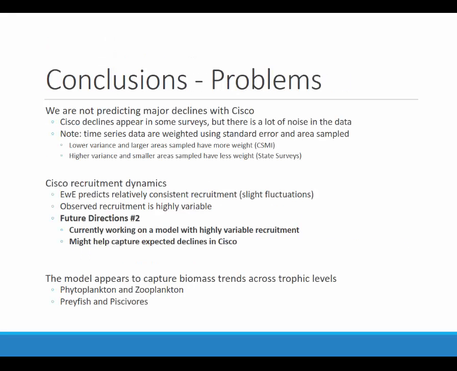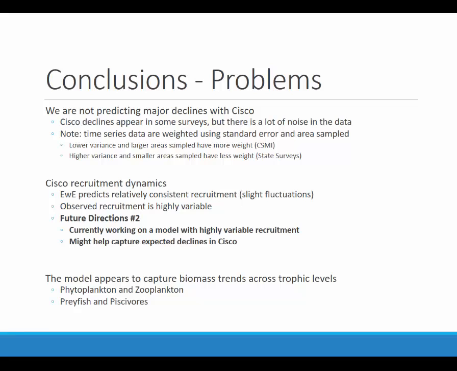Just briefly, one of the main problems that I see with this model is that we're not seeing these declines in Cisco. These Cisco declines are appearing in some of our surveys, but there is also a lot of noise throughout these surveys. I do also want to note that the data we have was weighted using standard error and area sampled. So surveys that we have from a lake-wide survey, such as the CSMI, have more weight than something like the Wisconsin Gillnet survey, because they're sampling such a small area relative to the lake-wide.